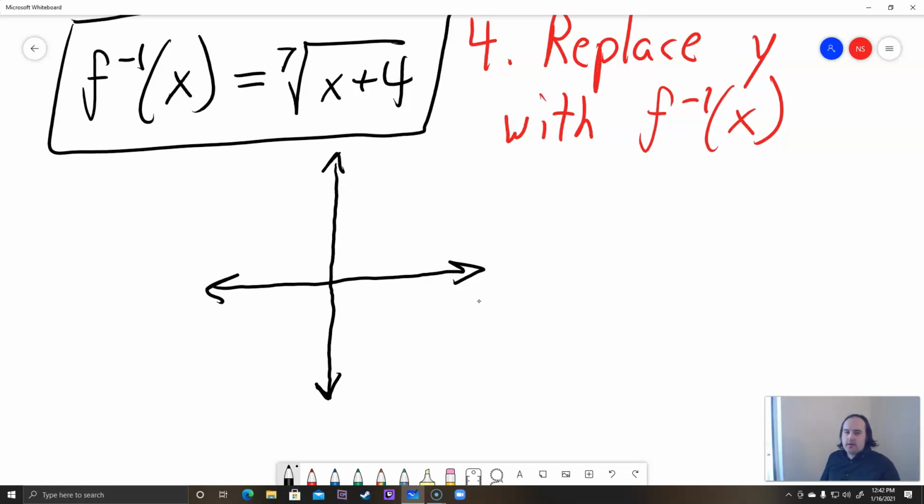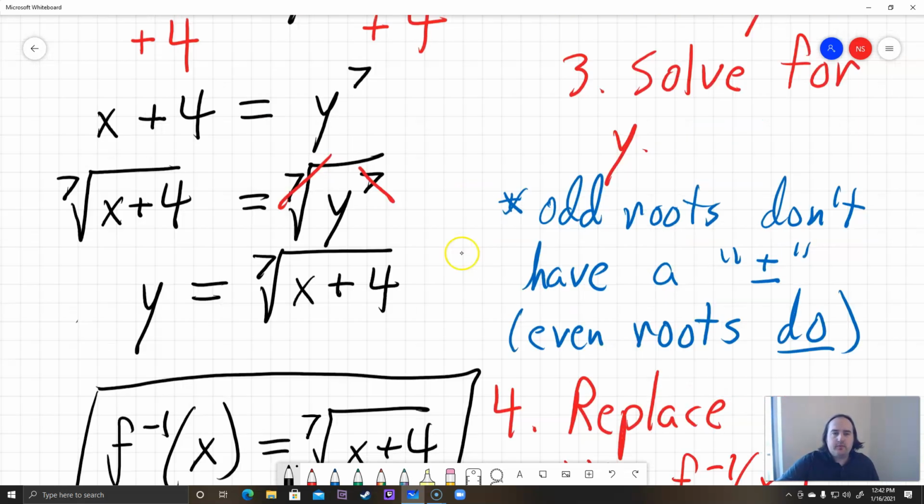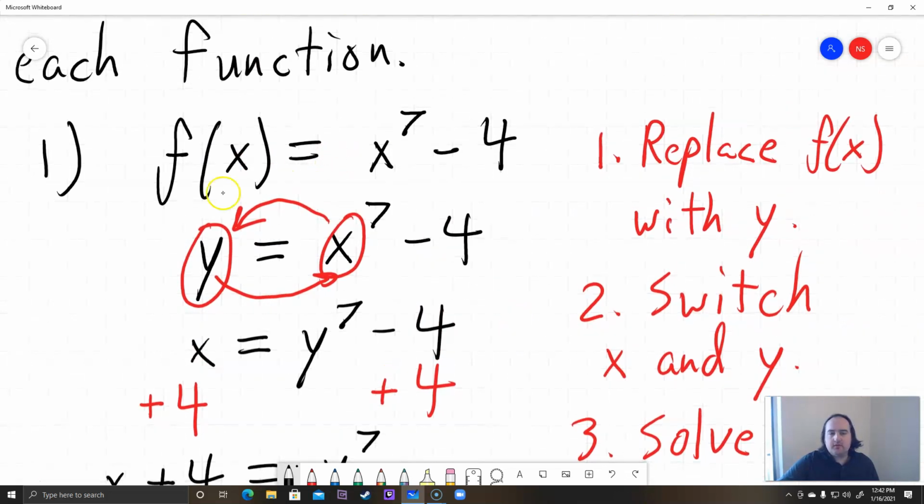So for the original function, if I graph f of x equals x to the 7 minus 4, x to the 7, because it's an odd power, is going to be shaped a lot like x cubed. It'll just be a bit steeper. It'll be a bit flatter around the middle and then steeper around the edges. And then the minus 4 just means that we're going to be shifting the graph down 4 units.